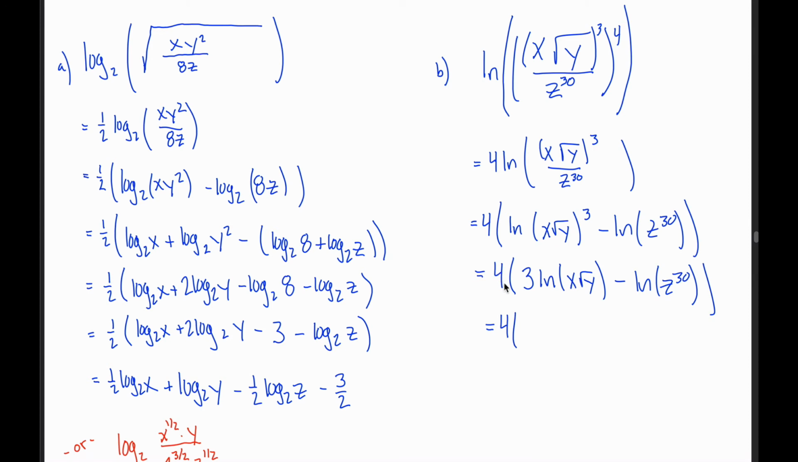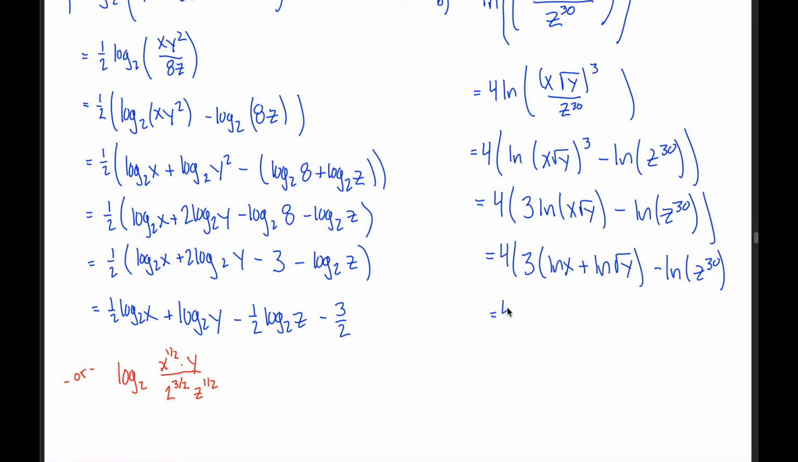What I want to do next, we'll again leave this 4 alone, and this 3 applies to this entire thing, but I'm going to break this up into 2 different terms. And I'm going to do that using my first log rules, the log of something times something, so the natural log of x plus the natural log of the square root of y. These parentheses make the 3 hit both of these guys, and then I got minus the natural log of z to the 30th power. These parentheses make the 4 hit all that stuff.